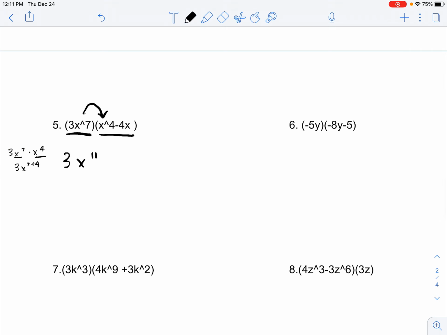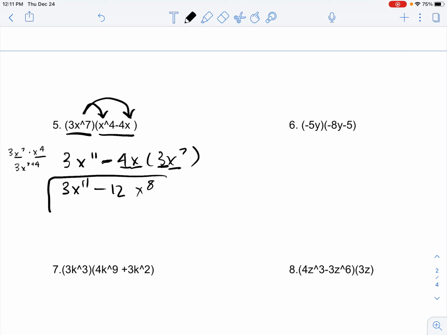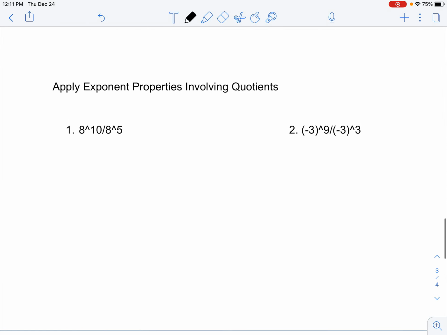Now, if we multiply to the second term, we get negative 4x times 3x to the 7th, which is just negative 12, since 4 times 3 is 12. x times x to the 7th would just be x to the 8th. So you get 3x to the 11th minus 12x to the power of 8. And that would be your answer for number 5.